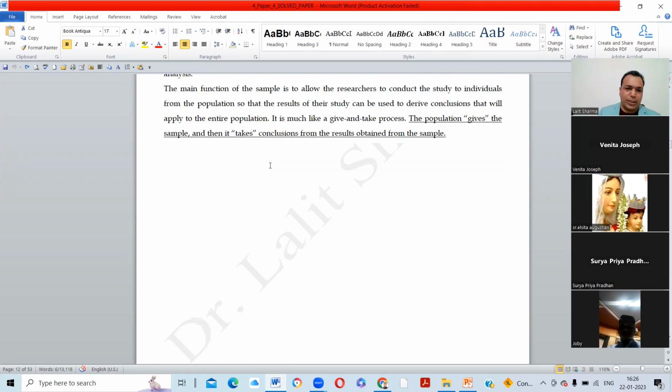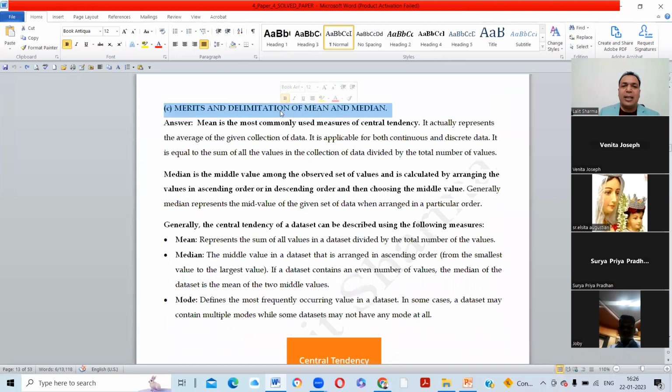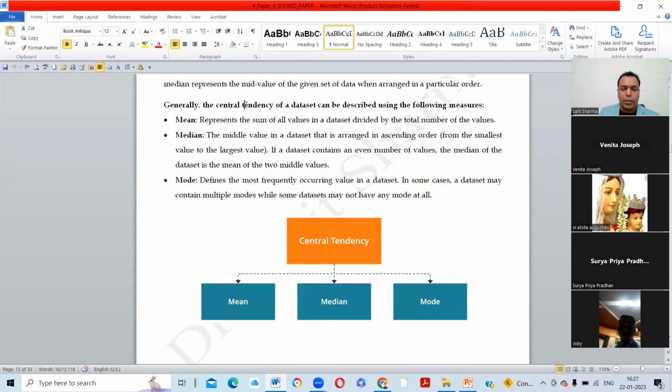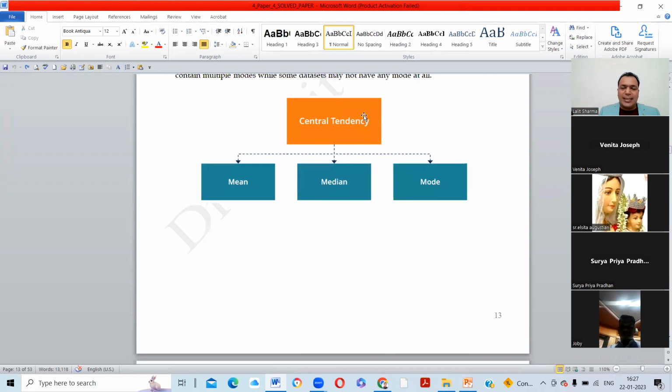So I move to the third question. Third question is merits and delimitations of mean and median. And it is asked from the last year paper. So mean, median, these are all the averages basically, right? So mean is the most commonly used measure of central tendency, right? You can see from the figure that central tendency. Okay, it is in your syllabus. This question has come from unit 3rd, chapter number 5th, statistics, central tendency, right? What is a central tendency?